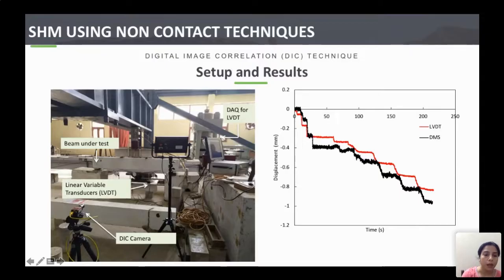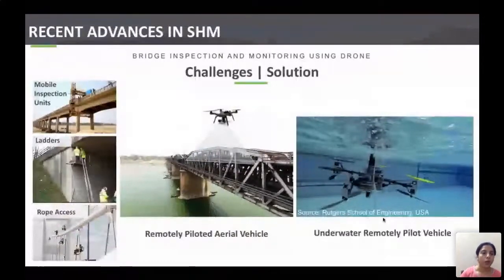What we do here is we calibrate, for example, this to this. We actually know the distance, and then in the frame, we tell that this line corresponds to the actual distance between here and here. Based upon that calibration in the video, this technique will give us the displacements which are happening in the beam. We compared the results of the LVDTs and the DIC technique, and they were also appreciably matching.